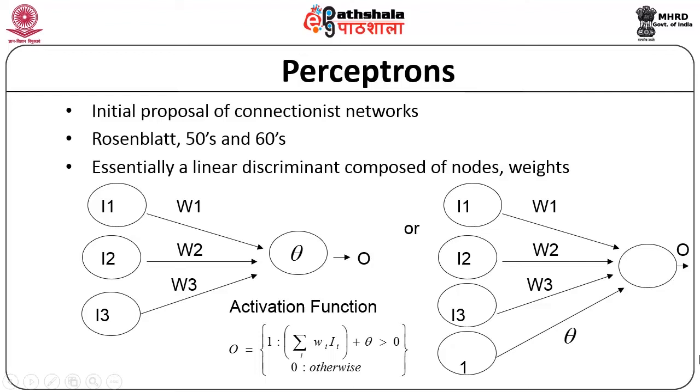Actually, this perceptron is a connectedness network. In other words, you will have multiple nodes. These nodes will be interconnected by means of links. This is essentially a linear discriminant composed of nodes and weights. Here in this diagram, you can find L1, L2, L3 connected to another node by means of weights called W1, W2, W3.